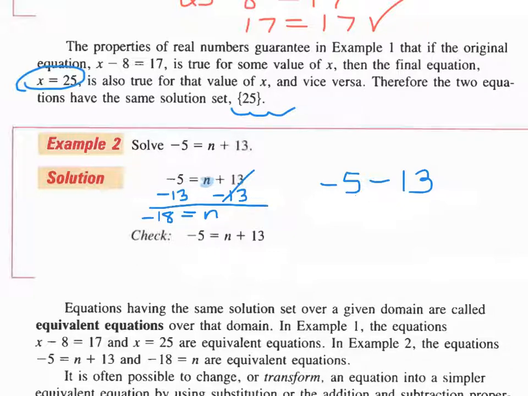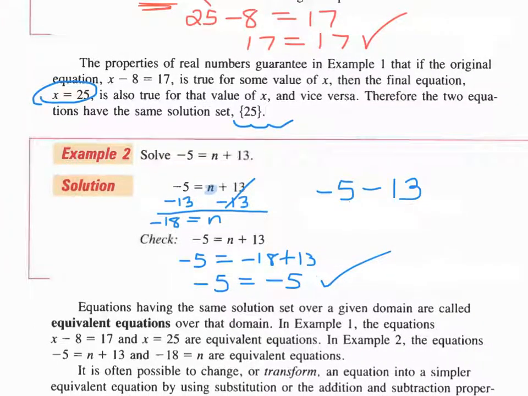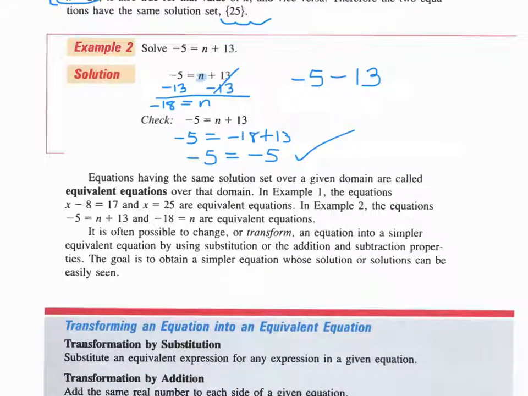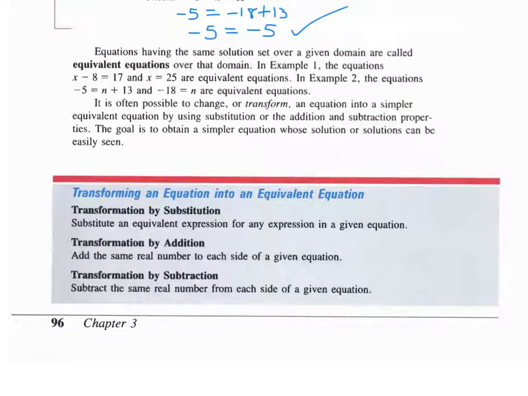And again, we can do our check. Plug it in. If when I add -18 plus 13, if it doesn't give me -5, I know I've done something wrong. However, it does work, so it's checked. Take a look what else we got here. So again, when we are transforming an equation by addition or subtracting, we're either adding the same number to both sides or we're subtracting to solve these.